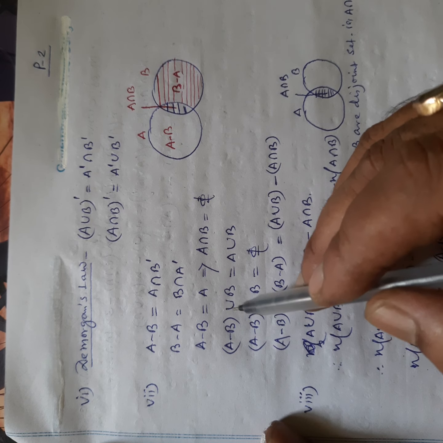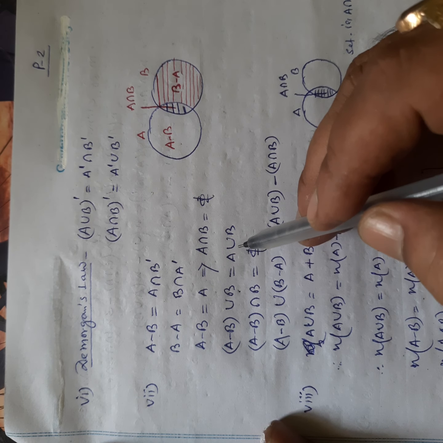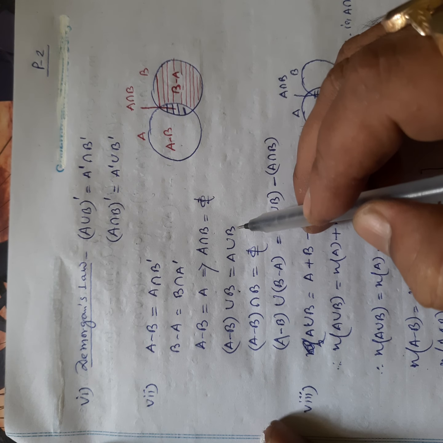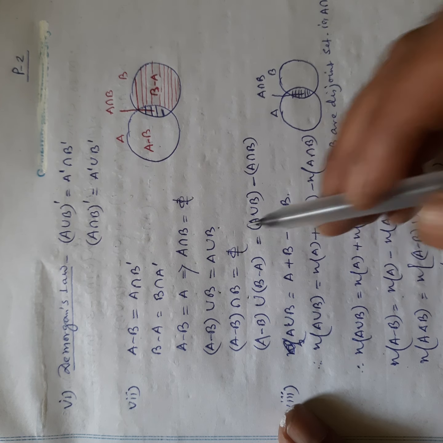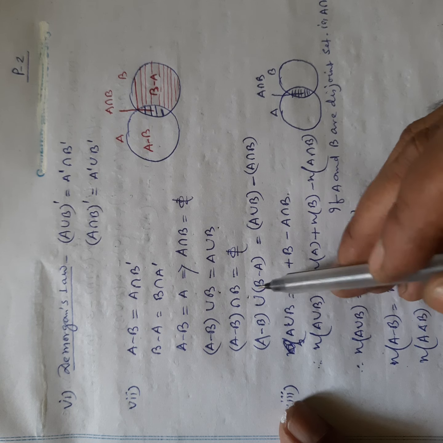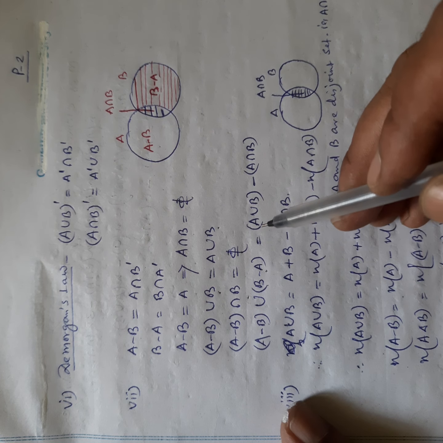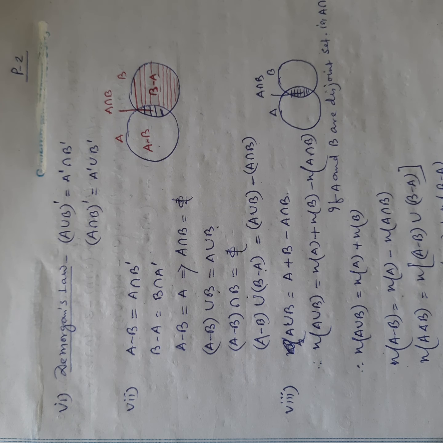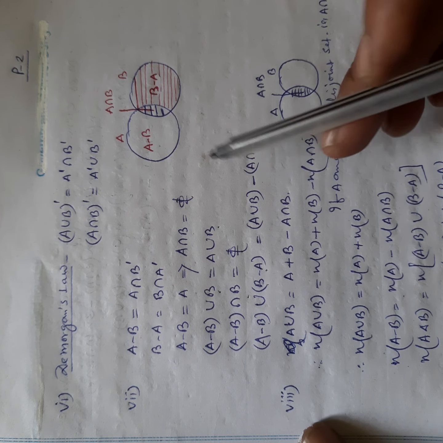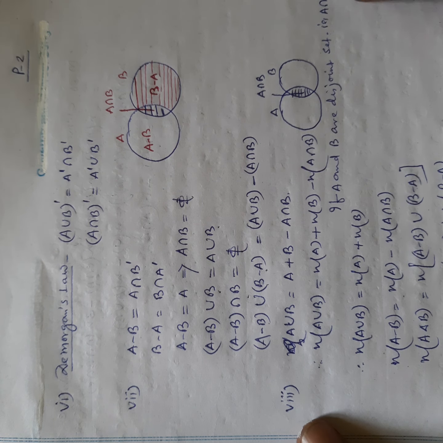(A minus B) union B equals A union B. (A minus B) intersection B equals the null set. (A minus B) union (B minus A) equals (A union B) minus (A intersection B). All these are formulas, you just remember.